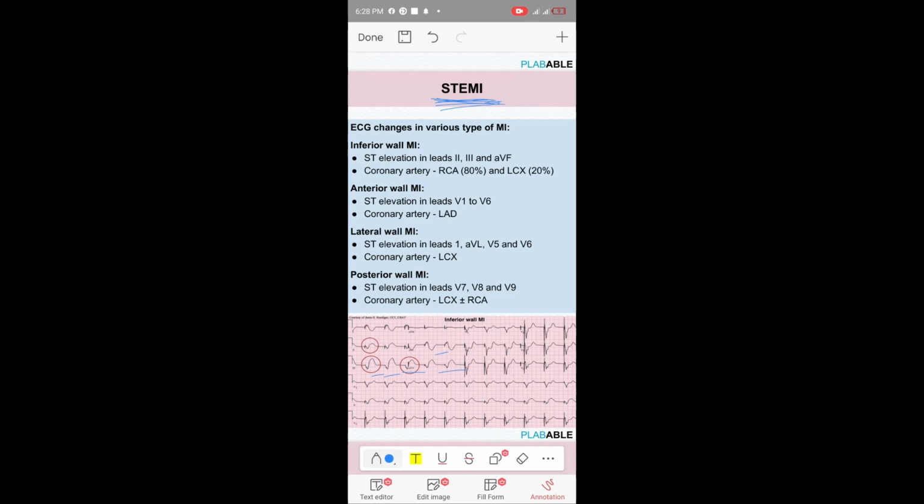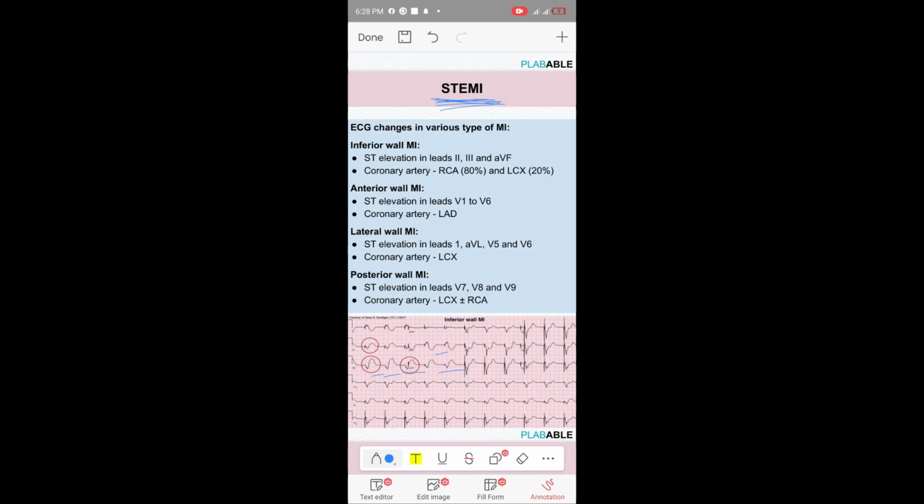And whenever you look at the ECG, you do not look at it randomly, seeing lead 1, then lead 2, then lead 3 and then V1. No, you need to look at the specific leads.